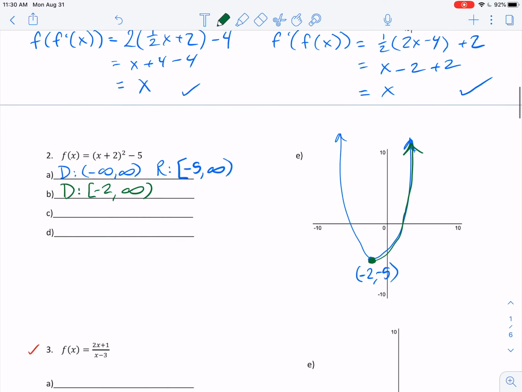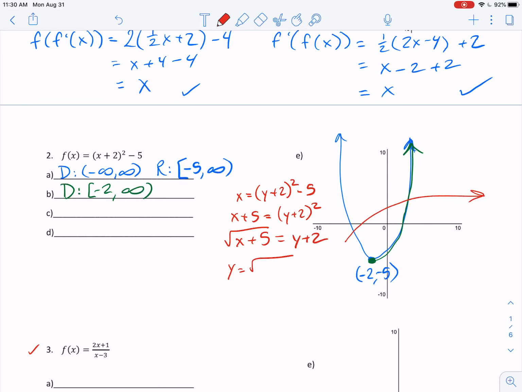Okay, so now I can go about and switch x and y, and I can say x is equal to y plus 2 squared minus 5, add 5, x plus 5 is equal to y plus 2 squared, take the square root. Okay, I'll show you all my steps. And then I end up getting y is equal to the square root. Now technically I should have done the square root, plus minus, but I don't want the plus or minus. I just want this part that goes something like that. So that's why I'm choosing this; this would be the graph y is equal to the square root of x plus 5 minus 2. That's all I want.